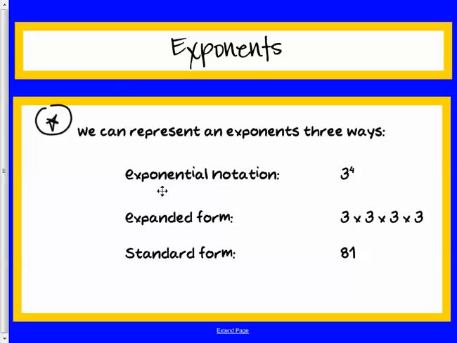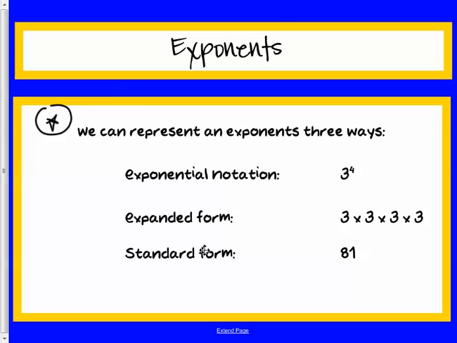Okay, I want you to take a second and copy down this slide. We can represent exponents in 3 ways. Exponential notation is when we have the power written like this, 3 to the 4th power. Expanded form is what it looks like when it's written out in terms of repeated multiplication. So 3 times 3 times 3 times 3, because it's happening 4 times since it's a power of 4.